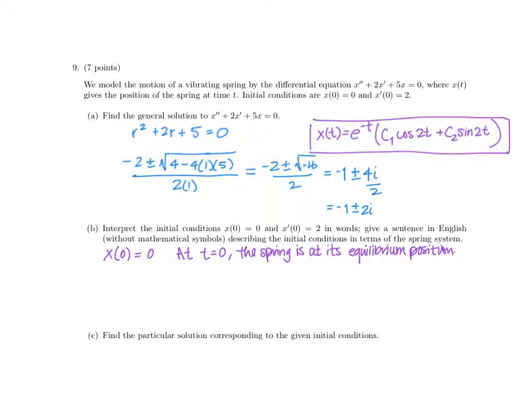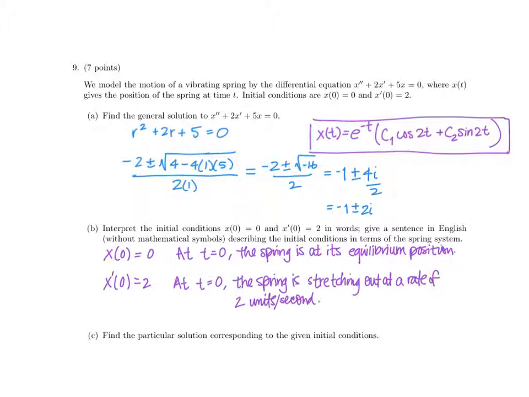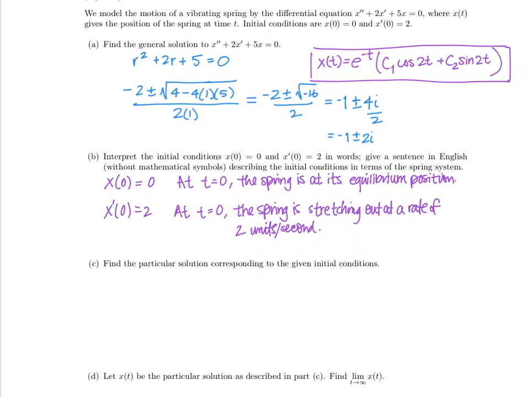The fact that its derivative at t equals 0 is 2 means that, well, the derivative of position is velocity, and 2 means that it is moving to the right usually, or towards being more stretched out. So x is increasing. I think that saying moving to the right or stretching out at a rate of 2 units per second, either one would be fine. And part C says find the particular solution given by the initial conditions.